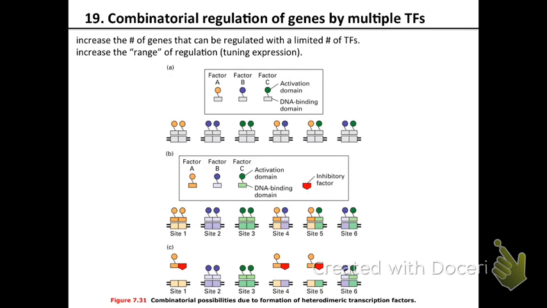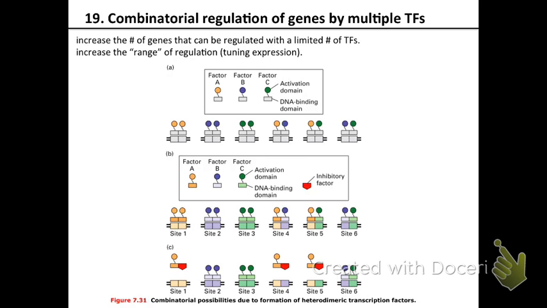And this will also increase the range of regulation. So transcription regulation is not such that you just turn genes on and off. It's kind of like a light dimmer. You tune up or down, okay? So don't think of it just as on and off. It's usually up or down. And having multiple transcription factors is going to do this.